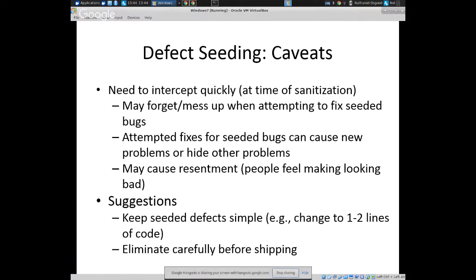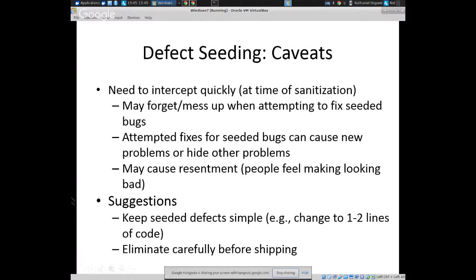So triage is a little bit different from sanitization, but the way you were using it, you described exactly the right process. So you want to intercept quickly, and it can hide other problems, and it can cause resentment. Someone's code was working pretty well. They really sweated over this algorithm. They put their all into it. They're feeling really good about it, and suddenly there's a defect that shows up in the defect reports. This algorithm is broken, and it doesn't make them feel great. You stuck a bug into my algorithm. What are we trying to do here, right?